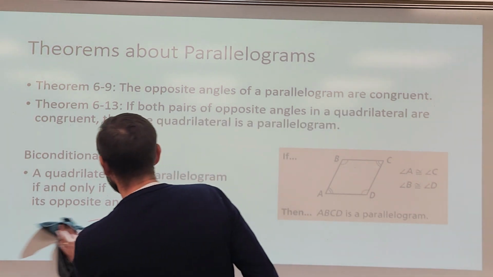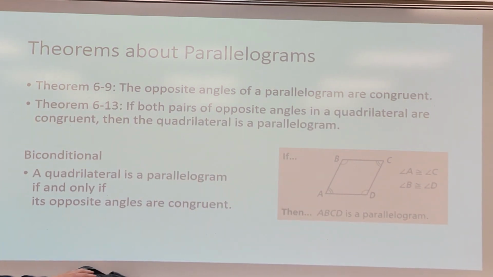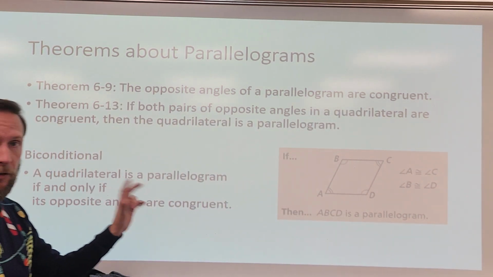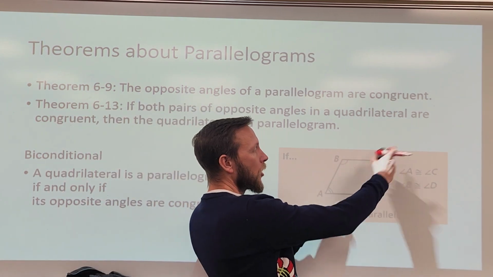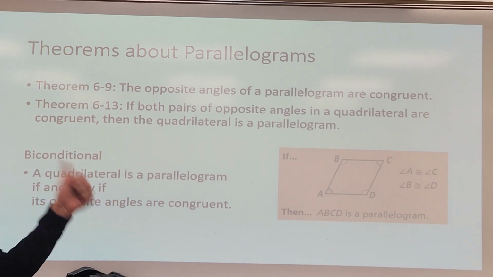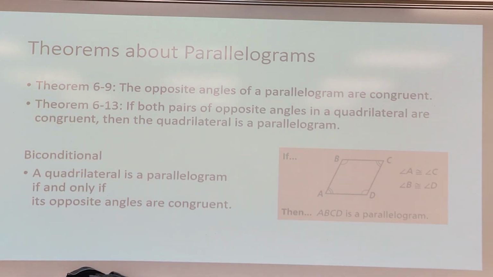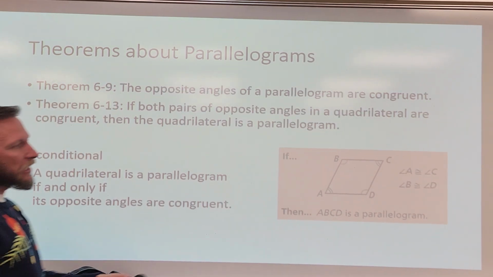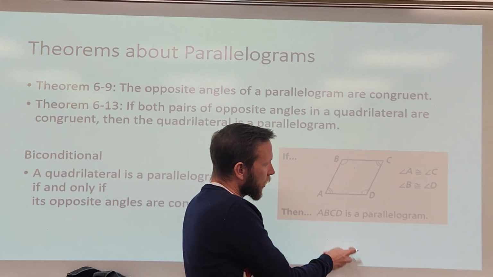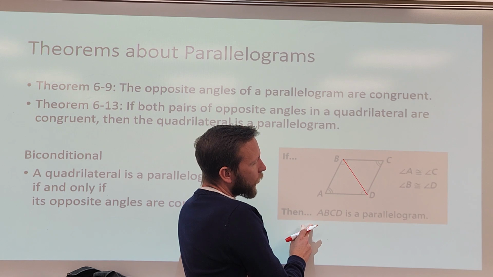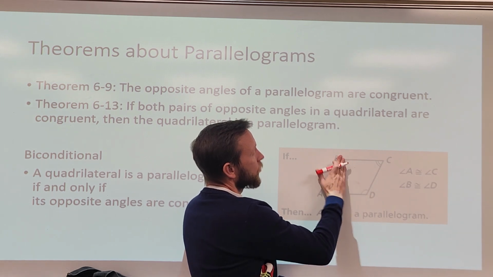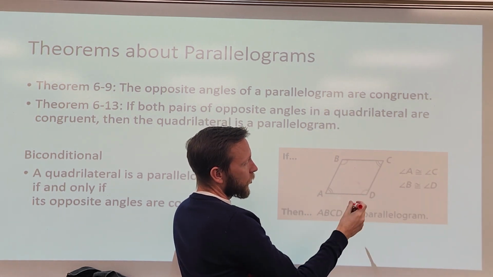All right, Theorem 6.13. If both pairs of opposite angles are congruent, then that quadrilateral has to be a parallelogram. So if these and these, not just one pair, but both pairs of opposite angles are congruent, then this is a parallelogram. The proof on this isn't so bad. Essentially what we will do is draw in a diagonal, and we're going to use the previous theorem on that. It's actually going to be a little bit easier.